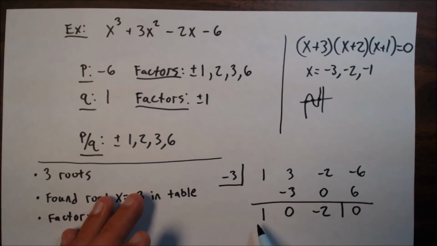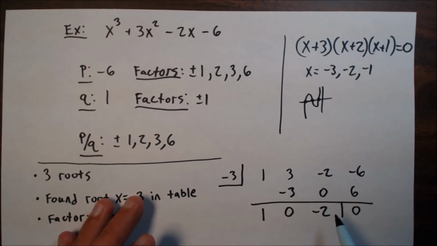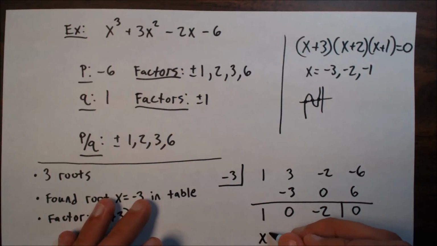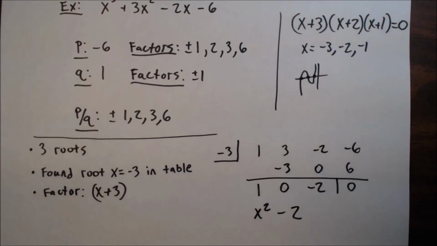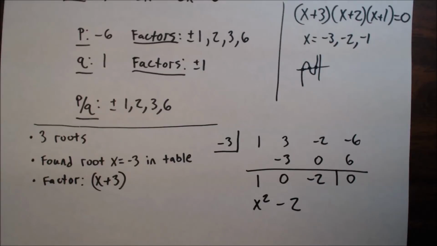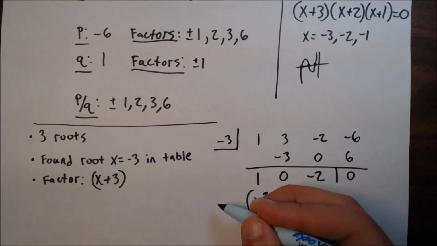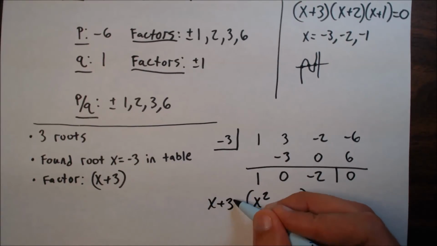What we're interested in is this part that's left over. So what would this be? Since we started at x to the third, this will start at x squared. There's no x's, and then we have a minus 2. X squared minus 2 is what's left. And what did we just do? We just factored out x plus 3. So I'm going to bring that down.